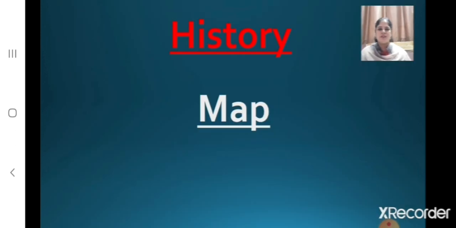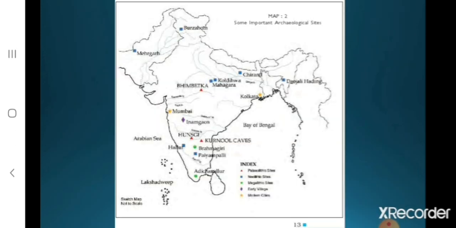Now let's start with the history map. Children, if you look at this map, it is about some important archaeological sites in history lesson number 2, from hunting gathering to growing crops. In this map you can see Paleolithic sites, Neolithic sites, megalithic sites, early village and modern cities. This map is in your history textbook on page number 13, and it is in your map book on page number 38.